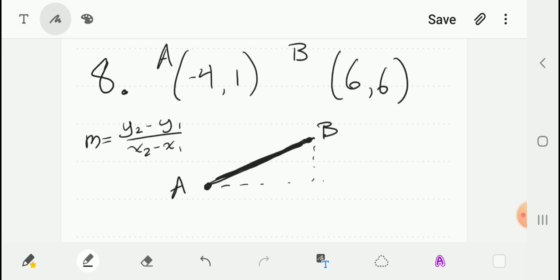So if we take A, let's call A our first point. So point number 1 is A. So that means that this would be x1, and this would be y1, right? Because we have x and then y in our coordinates. And then if B is our second point, that means that this would be x2, and this would be y2. Okay, so we have x1, y1, x2, y2. So now we have all of our pieces here, and we can solve for what m is.